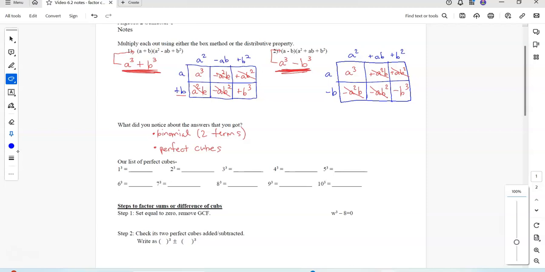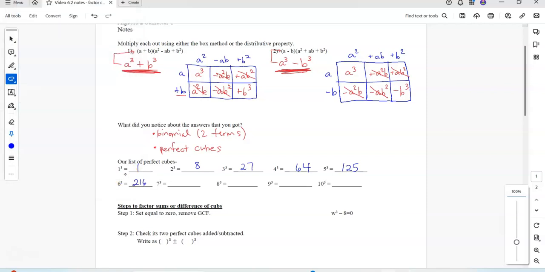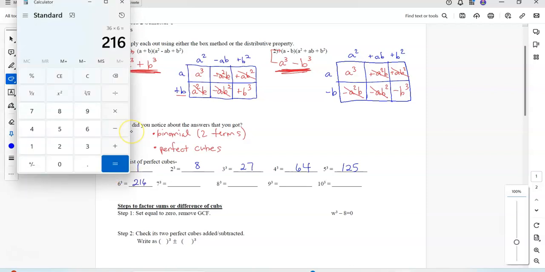So 1 cubed is 1 times 1 times 1, so just 1. 2 cubed, 2 times 2 times 2 is 8. 3 cubed, 27. 4 cubed, 64. 5 cubed, 125. 6 cubed, if you don't know that, you can go to a calculator. 6 times 6 times 6 gives me 216. 7 cubed, I can never remember this one off the top of my head. 343.